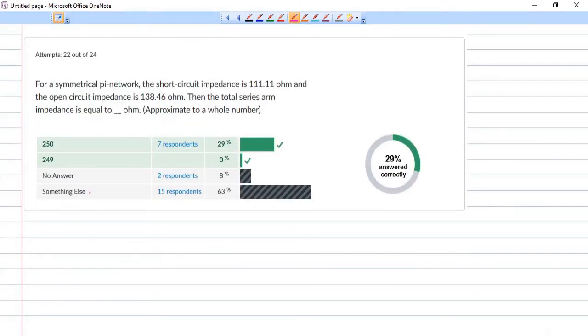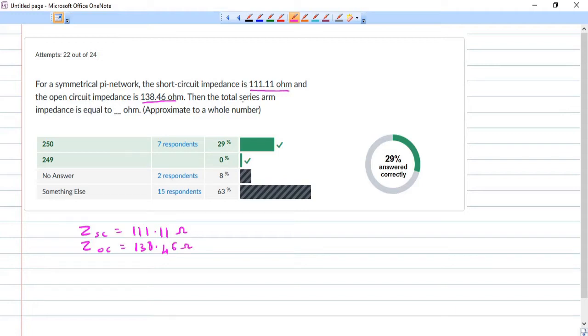Okay, the third question is, for a symmetrical pi network, the short circuit impedance is 111.11 ohm. So we are given ZSC is equal to 111.11 ohm and the open circuit impedance is 138.46 ohm. So ZOC is equal to 138.46 ohm, then the total series arm impedance is equal to dash. So we are asked what is Z1, the total series arm impedance.